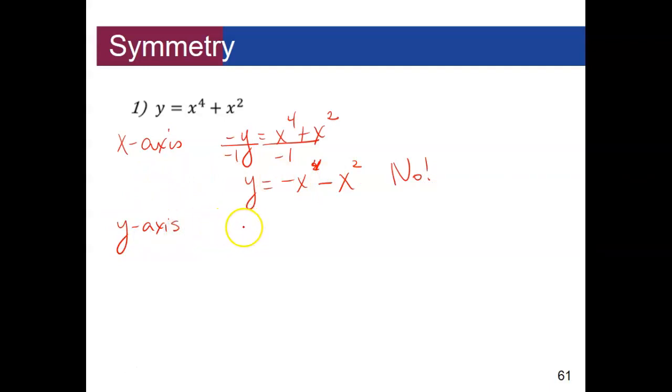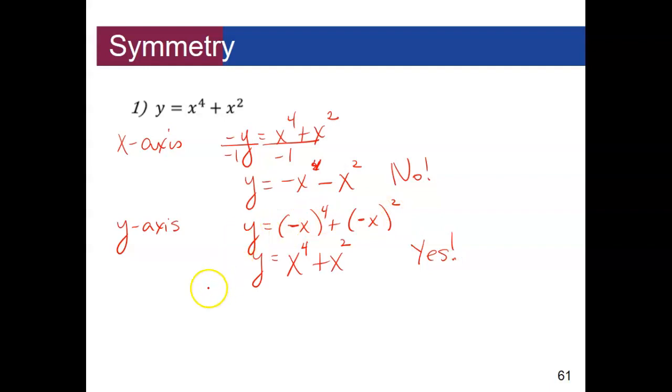For the y-axis, we're going to put in negative x. So we'll have y equals negative x to the fourth plus negative x squared. If I have a negative to an even power, then the negative is going to go away and I'm going to be left with x to the fourth. Here, a negative to another even power goes away. And because this does match with the original up here, it does have that type of symmetry.